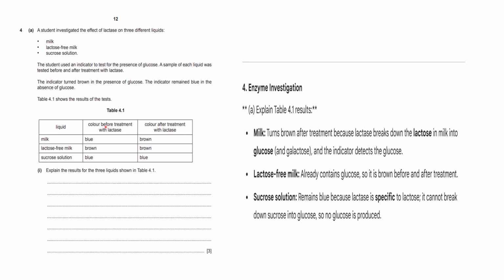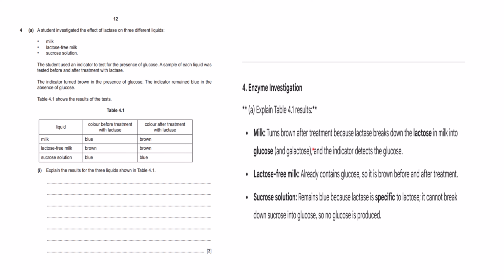Lactose-free milk: color before treatment with lactase brown, color after treatment with lactase brown. Liquid sucrose solution: color before treatment with lactase blue, color after treatment with lactase blue. So the question is, explain the result for the 3 liquids shown in table 4.1. So in enzyme investigation A, explain table 4.1 results.